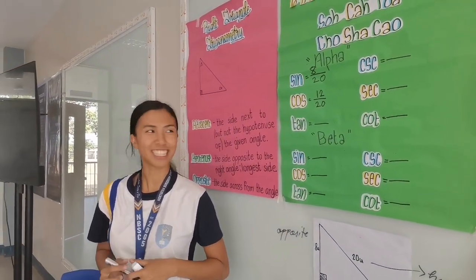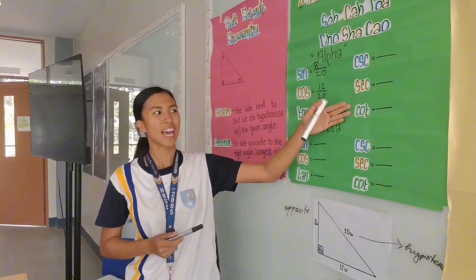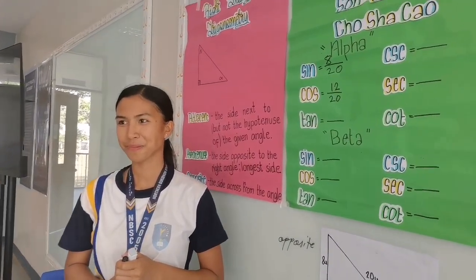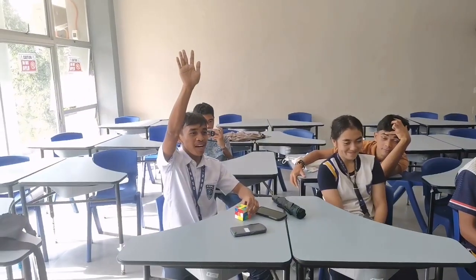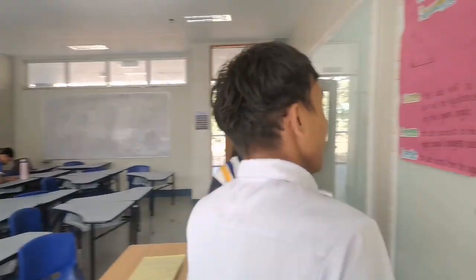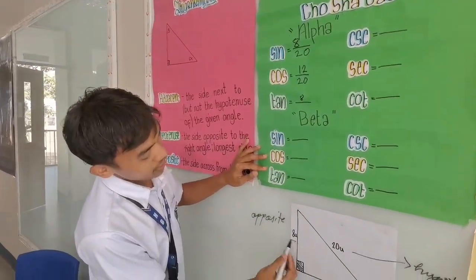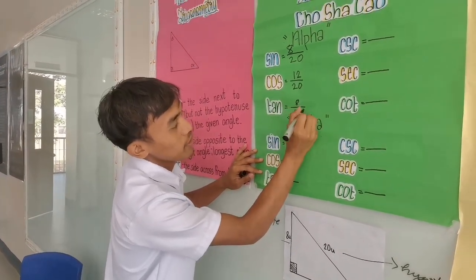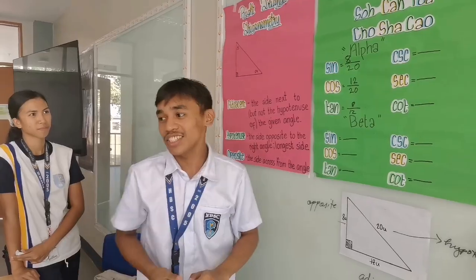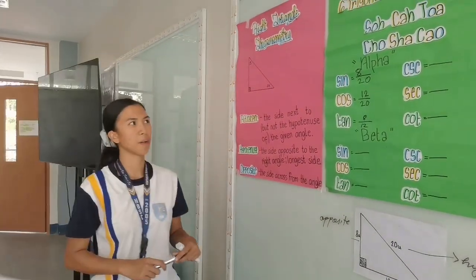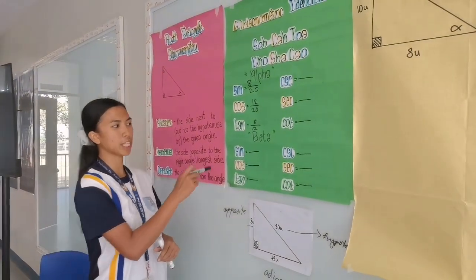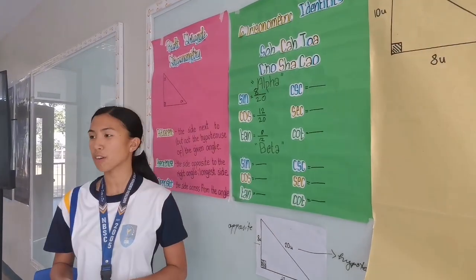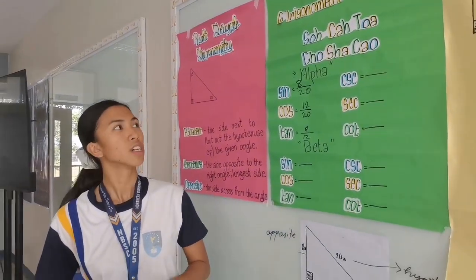Does anybody want to try the tangent and the cosecant, secant and cotangent? Me, ma'am. Okay, Jude, you are raising your hand. Try. Go, Kuya Jude. So we have the opposite, 8 units, and the adjacent, 12 units. So that is the tangent.